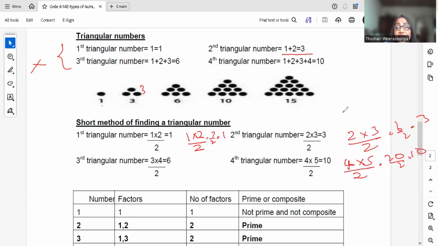Right? If I want to find the 100th triangular number, how are you going to find? 100 into 101 divided by 2. That is 10100 divided by 2. 5050. That is the 100th triangular number. Right? From the first method, it's difficult to get. To get the 100th triangular number, you have to add 1 plus 2 plus 3 plus 4 plus like that, you have to go up to 100. So it's difficult. So by using this short method, you can find the triangular numbers easily.